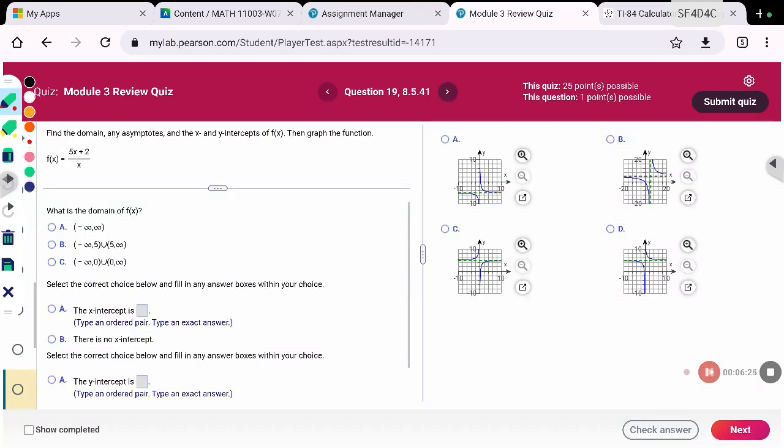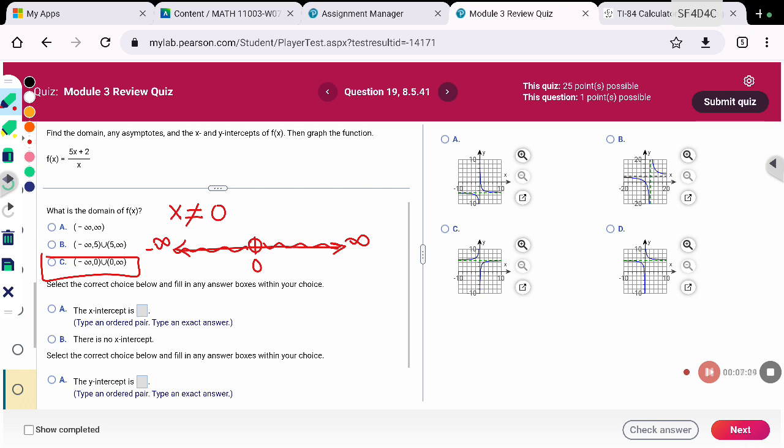All right, on this next problem, we are going to find several different characteristics of rational functions. The first thing we're going to look for is the domain. So my function is f of x equals 5x plus 2 over x. So the domain of this function, I want to make sure that the denominator, which is just an x, does not equal 0, which means all the numbers on the number line except for 0. So negative infinity to 0, and then 0 to infinity.